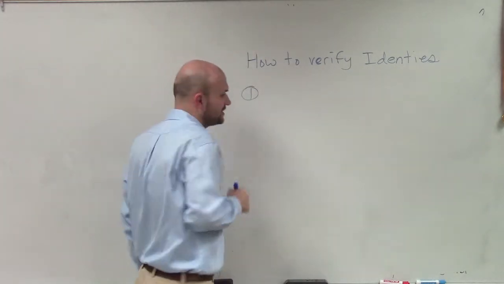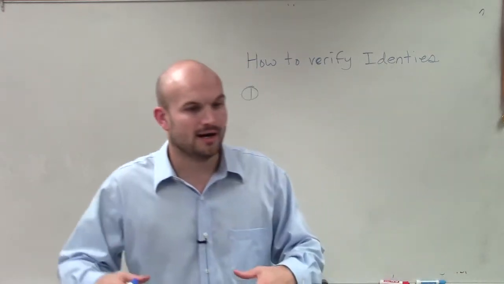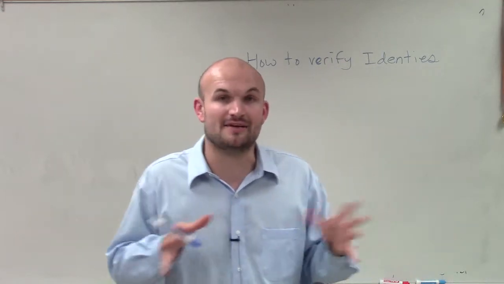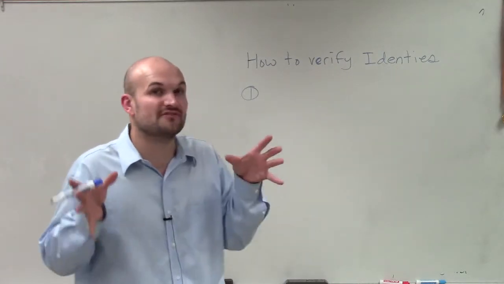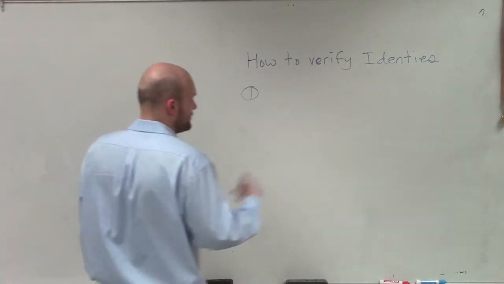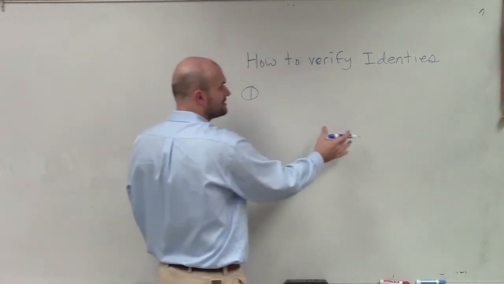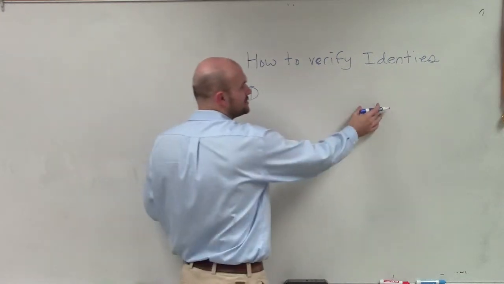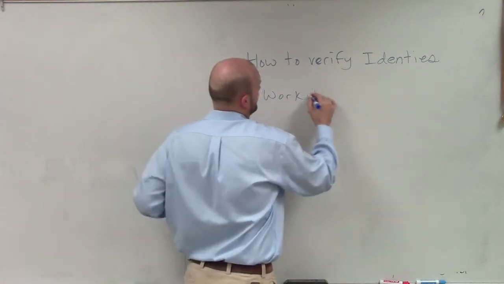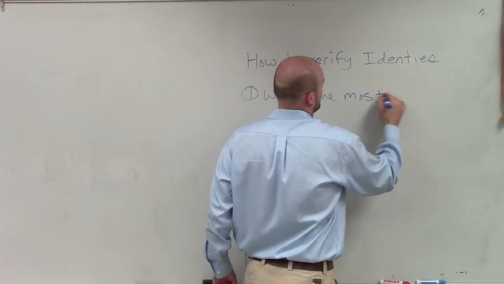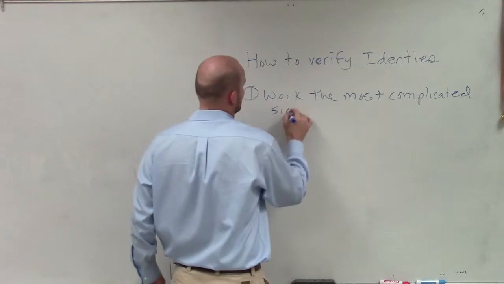The first thing is, when you're looking to start verifying an identity, don't think, oh, I always have to start on the left, because we read left to right. Always think about whether you should start on the left or right, and where the operations are, or where is usually the most complicated side. That's where a lot of the simplifying is going to have to be. Because if you have all this crazy stuff going on one side of the equation and there's just a cosine on the right side, it's going to be much easier to simplify the left side than to try to expand out that cosine. So work on the most complicated side first.